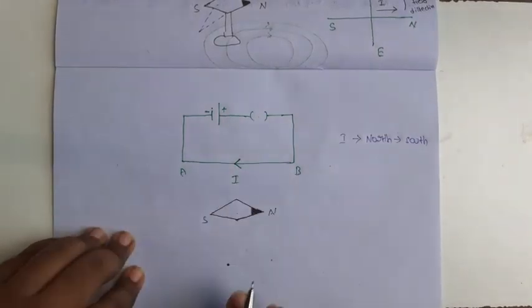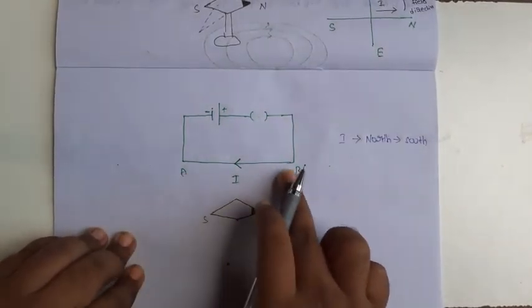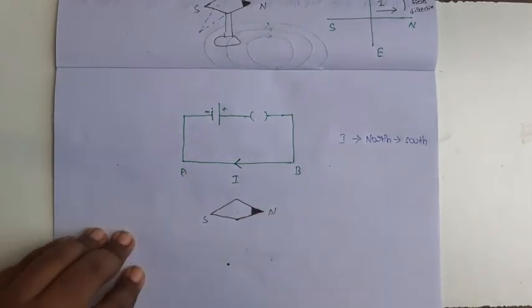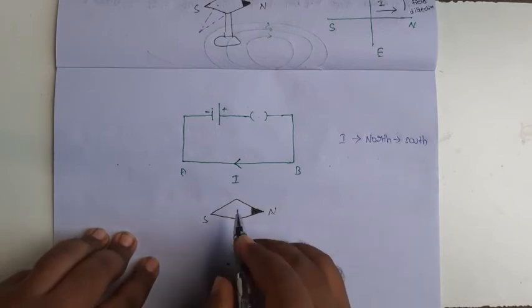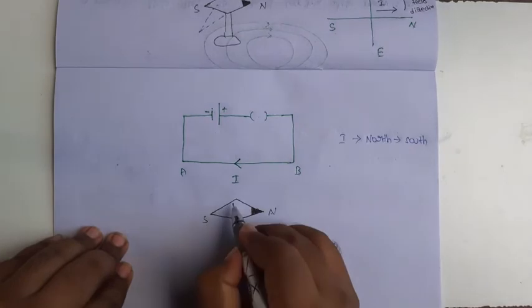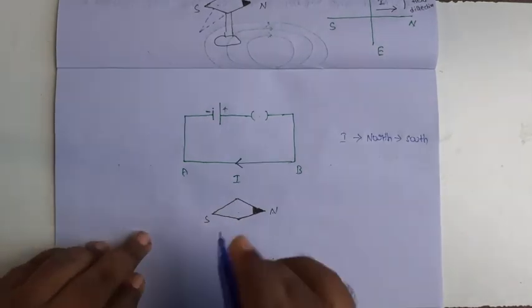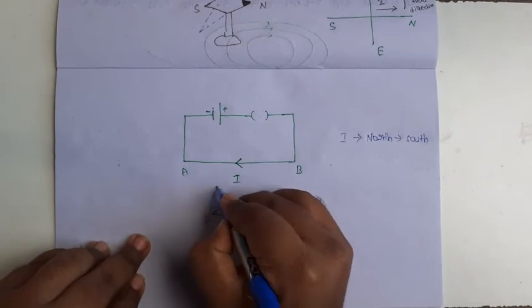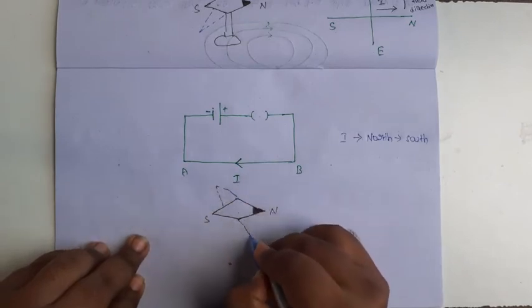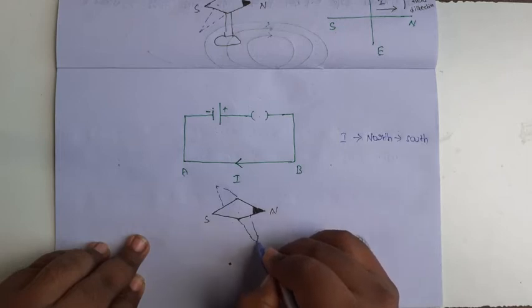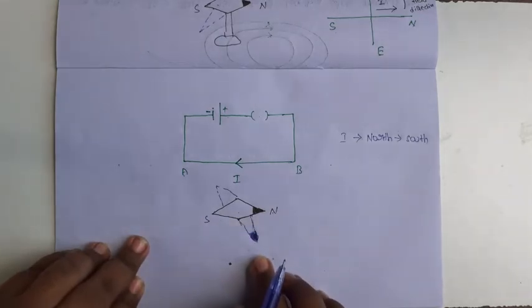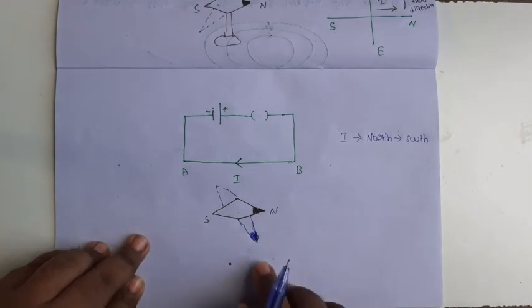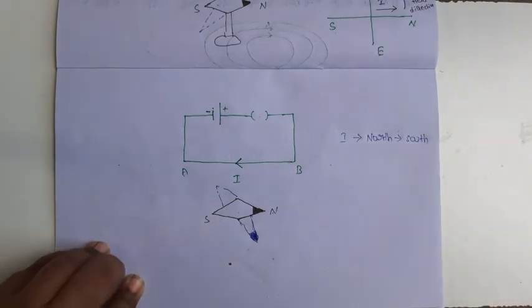When you switch on the electric circuit, what happens? Some current flows in the electric wire AB. Due to the electric current, what happened? The magnetic needle will be deflected. In which direction? Downward direction. Downward direction means this direction. The magnetic needle will move downward. Downward direction means north to east direction.